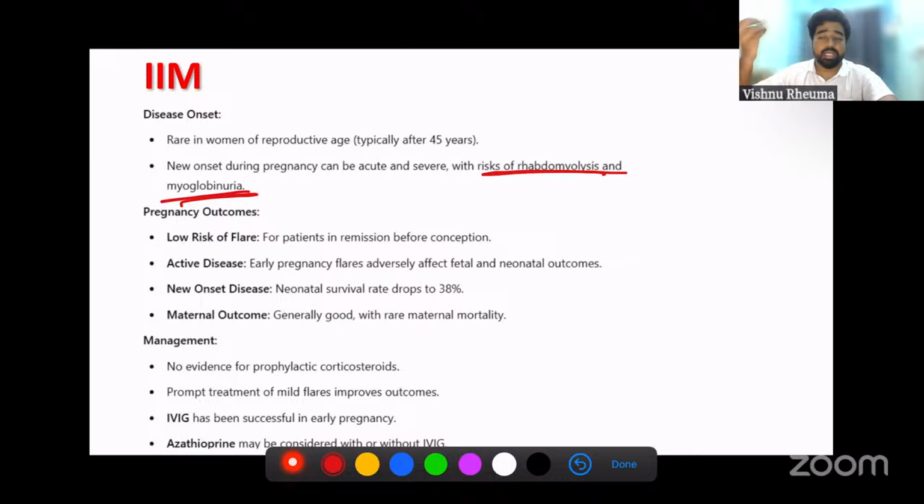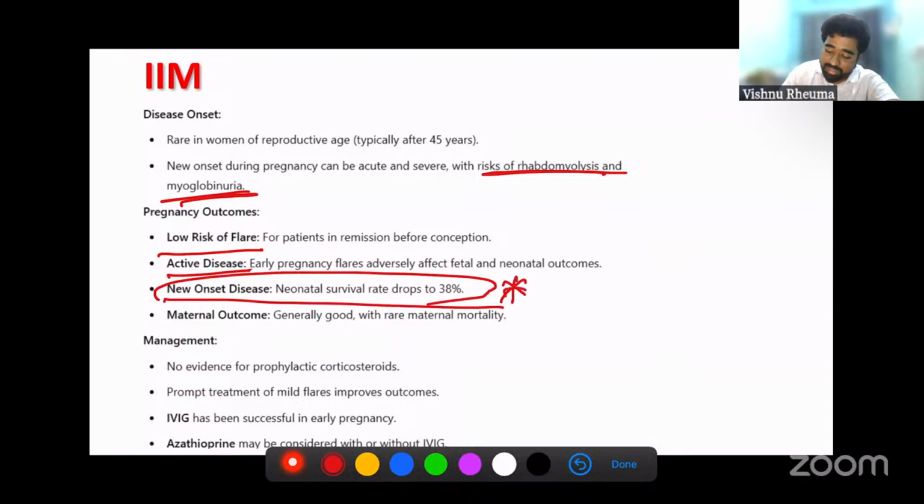But if it is diagnosed in pregnancy, if it precipitates in pregnancy as the first manifestation of myositis, then you have to be very careful, because rhabdomyolysis can occur. Otherwise, there is a low risk of flare. With active disease, you should definitely take care of possible flares that can occur in pregnancy, but again, it will not be very severe. With new onset disease, yes, neonatal survival drops to a large extent, and then you have to be very careful. Maternal outcome is overall good, unless there is a new onset disease in pregnancy.